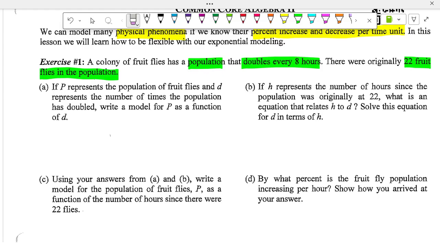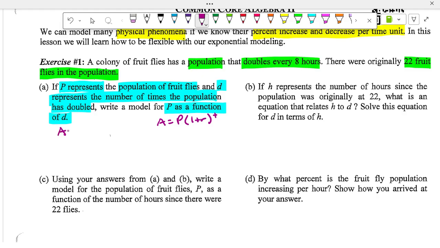So it doubles every 8 hours. That's what it's saying. So we're first going to write P as it represents the population of fruit flies. D represents the number of times the population has doubled, and P as the function of D. So, first off, do you guys think it's going to be an exponential growth or decay problem? Growth. So we're still using A equals P times 1 plus R to the T power. So we're just going to do this like we've been doing.